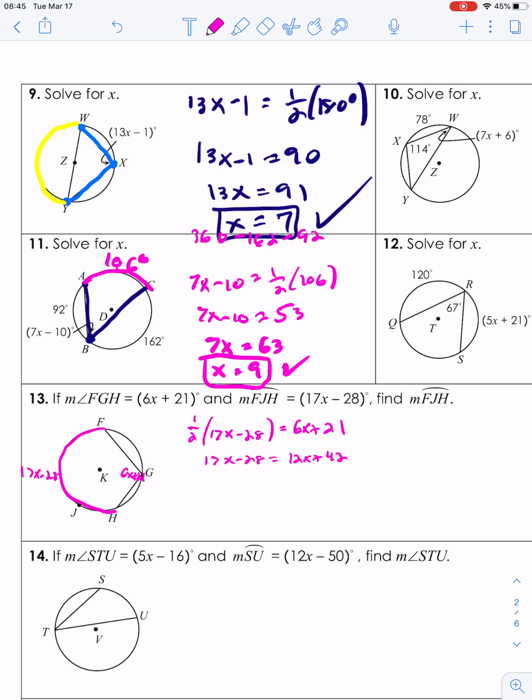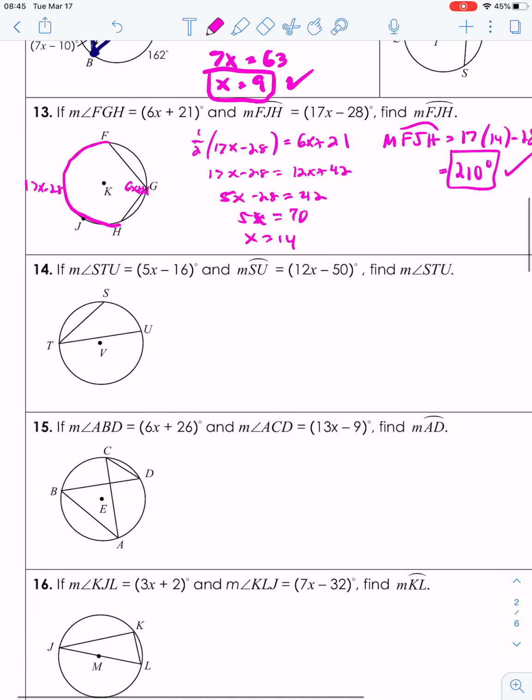So here we go. Let's get the 12x to the left here. We get 5x minus 28 equals 42. Get the 28 to the right. 5x equals 42 plus 28 is 70. So 70 divided by 5. What is that? Can you do that in your head? It is 14. So, are we done? No, we have to actually find the measure this time. So the measure of FJH is going to be 17 times 14 minus 28, which is going to be 210 degrees. And there we go.